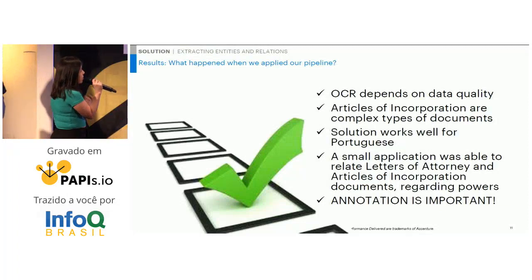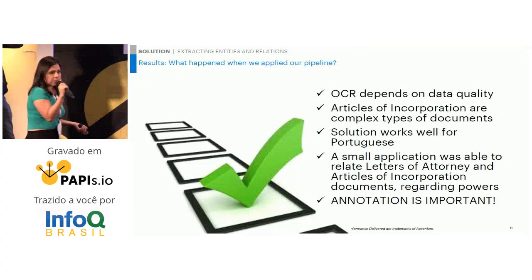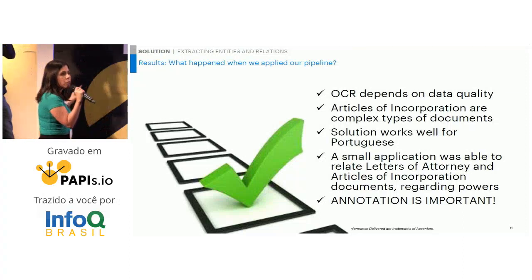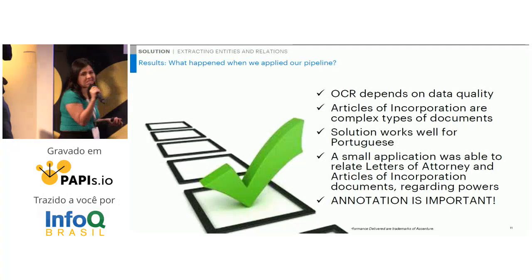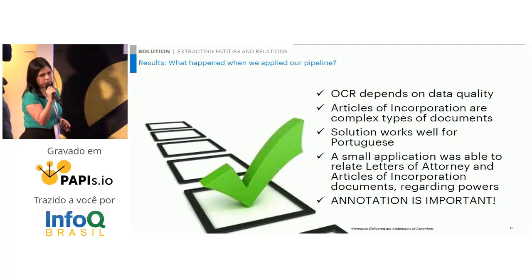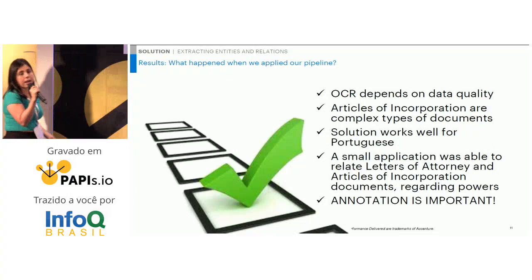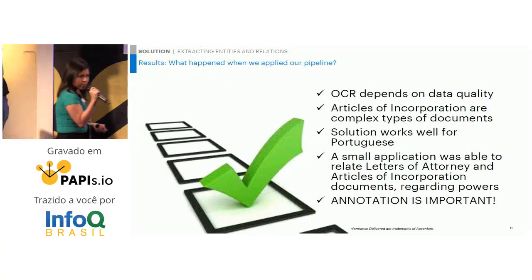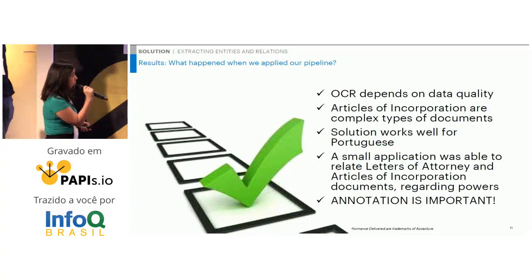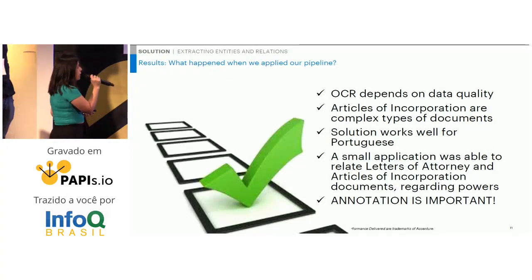We understood that articles of incorporation are complex types of documents, because sometimes some names appear in the document more than once, and this is a problem for the CRF. What else? The solution works well for Portuguese. We had an F-score of around 80% in the articles of incorporation. A small application was able to relate letters of attorney and articles of incorporation documents regarding powers.